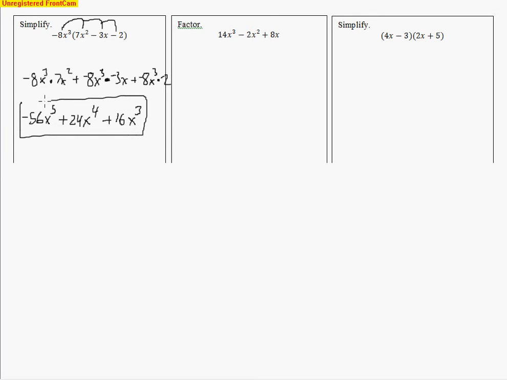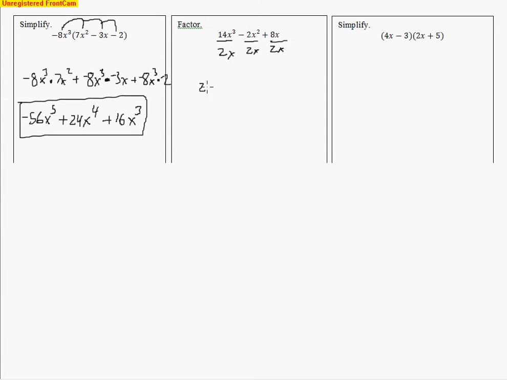So let's take a look at the next problem. Here it says to factor. So when we factor, we're looking for common factors from each of the terms. So I see that 2 goes into each of these coefficients. I also see that there's at least one x in each of the terms. So I'm going to pull out an x as well.